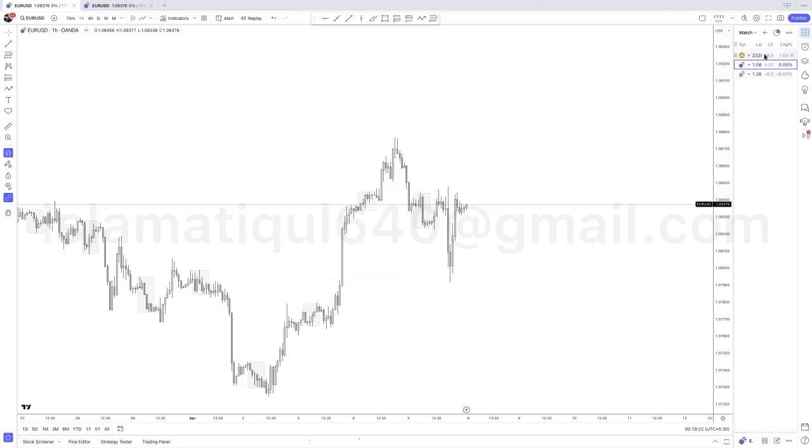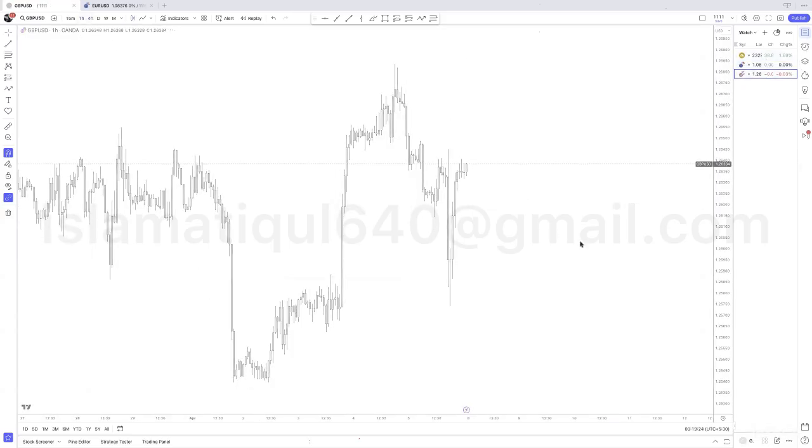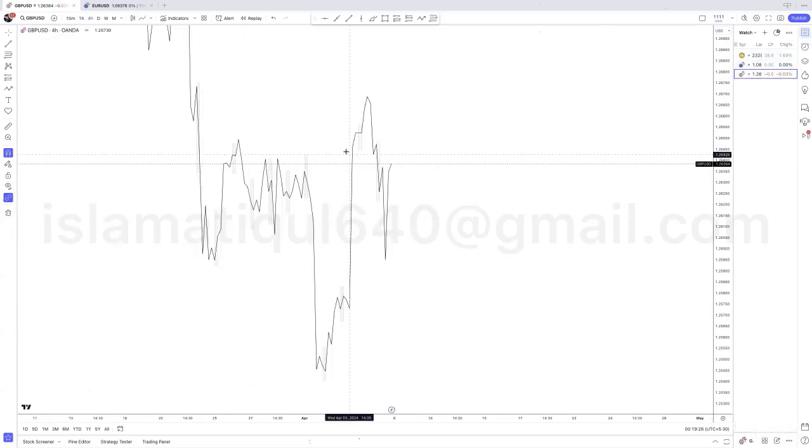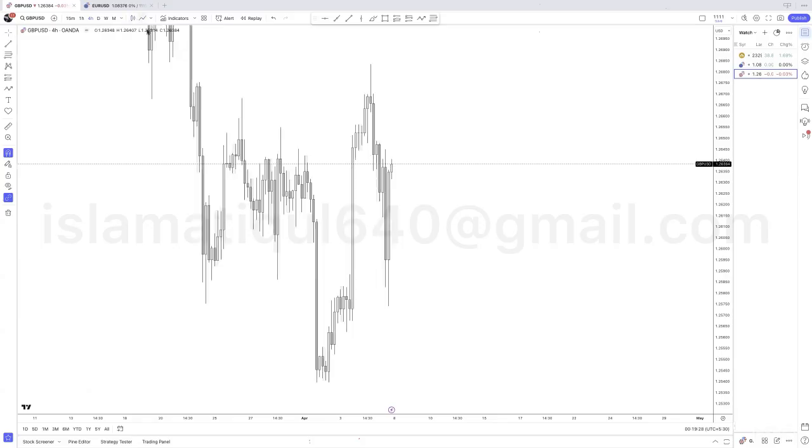Okay, and since GU has broken structure bullish here, EU could do the same, because of intermarket analysis, right? It could do the same. So let's see. We have a question.